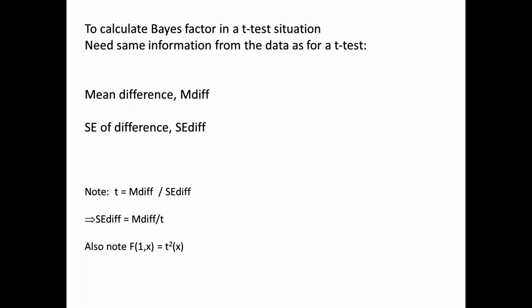Note also that any F with 1 degree of freedom in the numerator is the same as a t. You square root the F, you get a t. So any 1 degree of freedom F can be treated as a t. It might be a 3-way interaction, it doesn't matter. It is actually a t value, so we can do whatever I'm going to go through in all those cases.